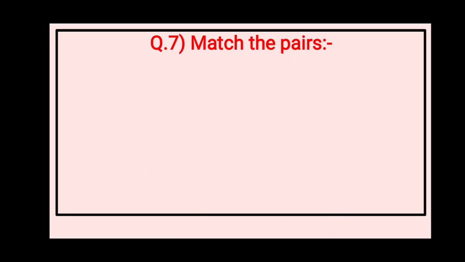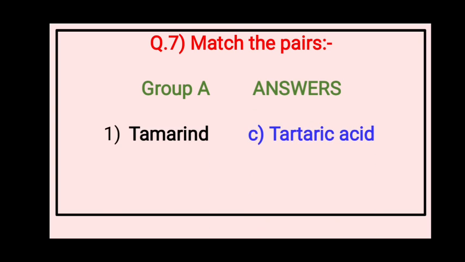Now question number 7, match the pairs. Now I am directly giving you all the answers. There are 2 groups which are given, group A and group B. First one, tamarind. Now which acid is present in tamarind? The acid present in tamarind is tartaric acid. So the first answer will be tartaric acid. First is C1.